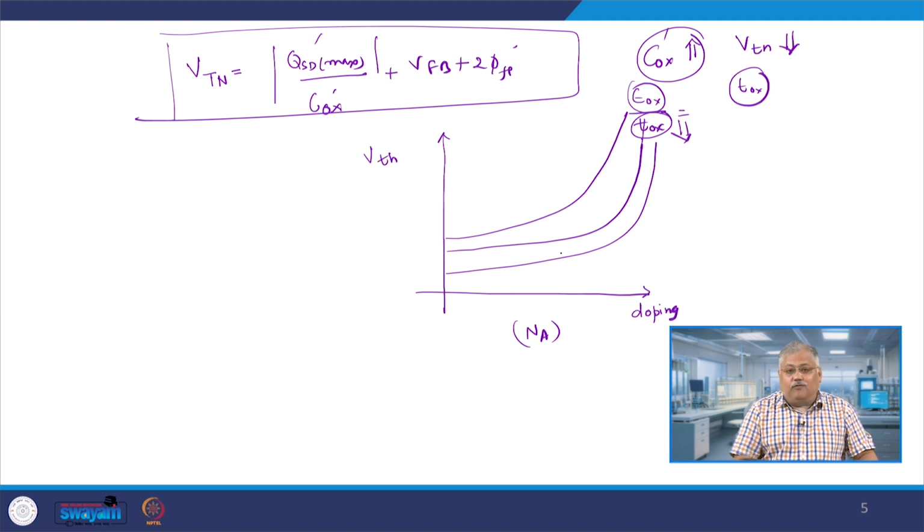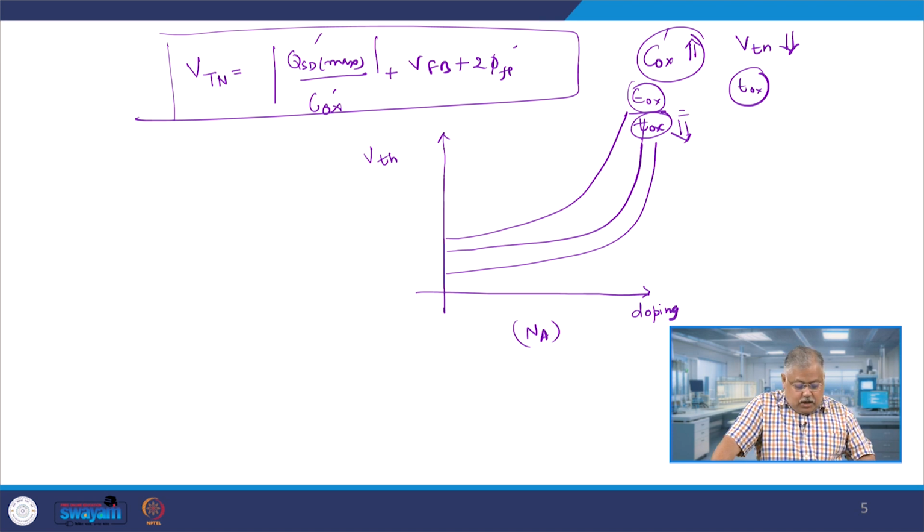Because for low values of acceptor ion concentration, your depletion region charge is relatively very small, and therefore the threshold voltage is small. But as the doping goes on increasing, that factor on the left hand side becomes higher and higher, and because of which the threshold voltage suddenly shoots up to a very large value when your doping increases from a low value to a high value. This is the doping of the substrate here, not of the channel or any other region.